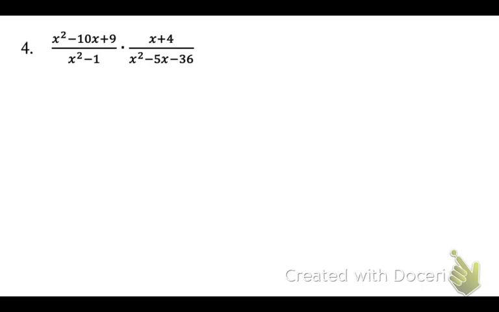Okay, again, we're going to factor each portion, and then we'll worry about crossing out and canceling. So we're going to start with x squared minus 10x plus 9. Our first term is going to be x, because that's what we multiply to get x squared. We're going to have two negative signs, because they multiply to get a positive, so they have to be the same, and they add to get a negative. And two numbers that multiply to positive 9 and add to negative 10 would be negative 9 and negative 1.